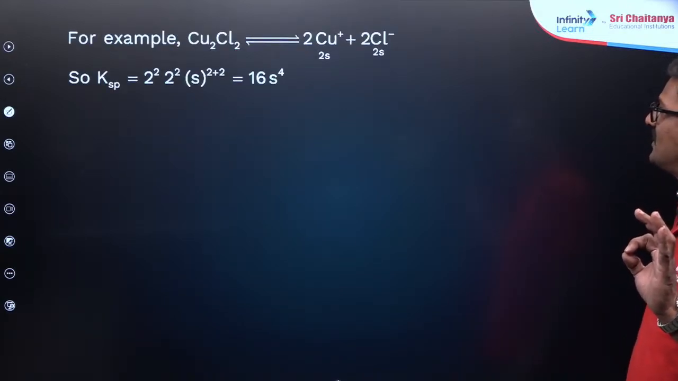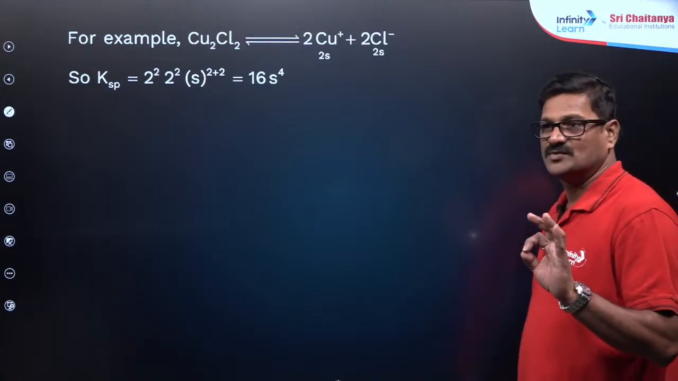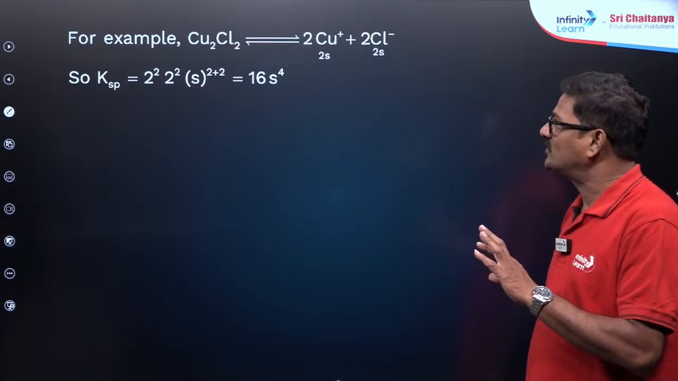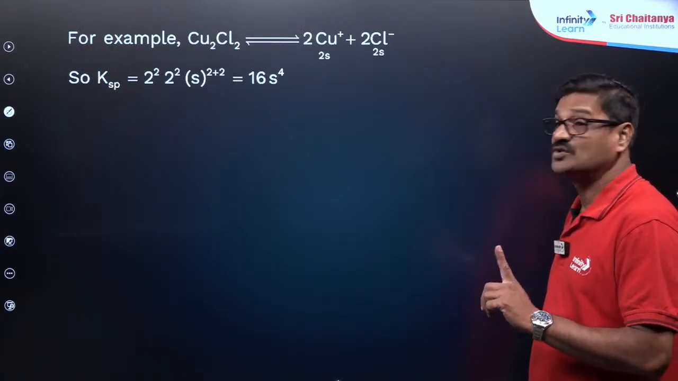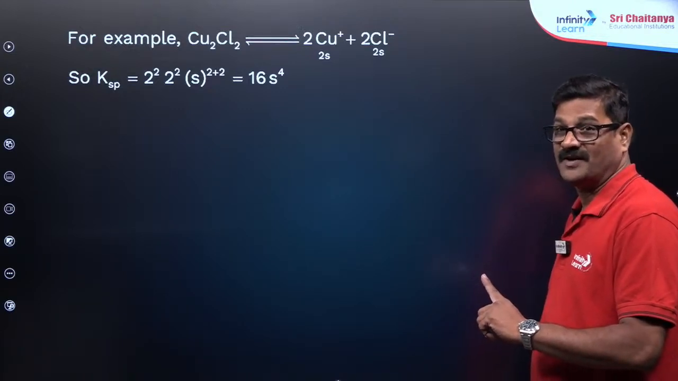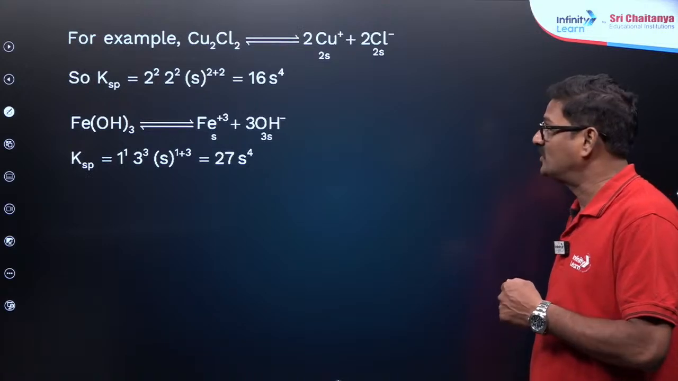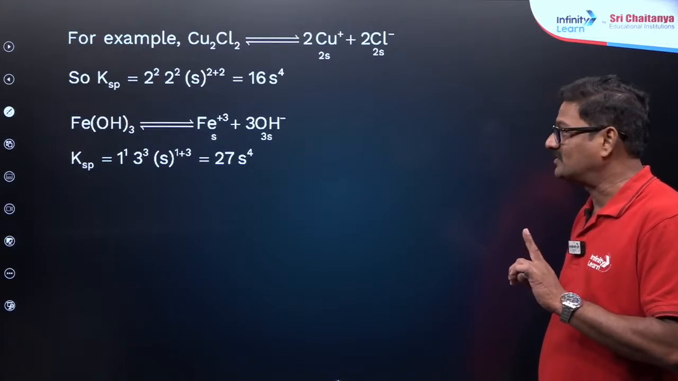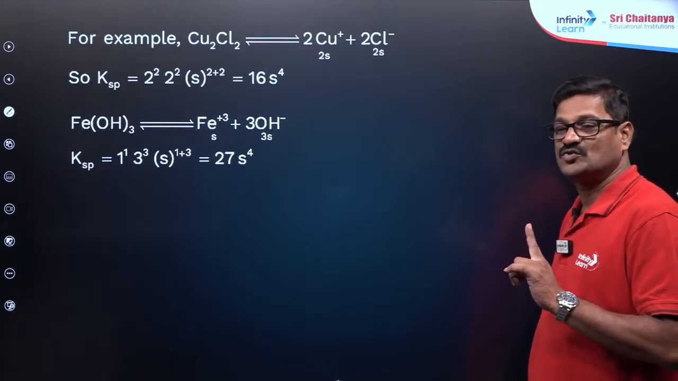For example, copper chloride gives rise to Cu 2 plus and 2Cl minus. It is going to be S and 2S, so 4S cube. And for the next one, 1 squared, 2 squared, S to the power 2 plus 2 is going to be 16S to the power 4. Or as an example, ferric hydroxide is going to be S and 3S. So 1 to the power 1, 3 to the power 3, S to the power 1 plus 3. It is going to be 27S to the power 4.